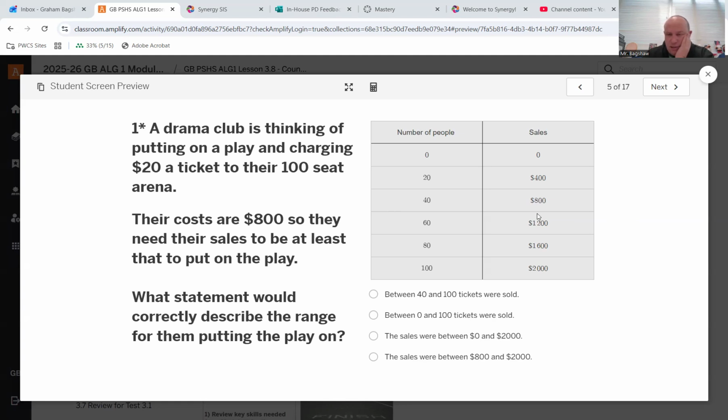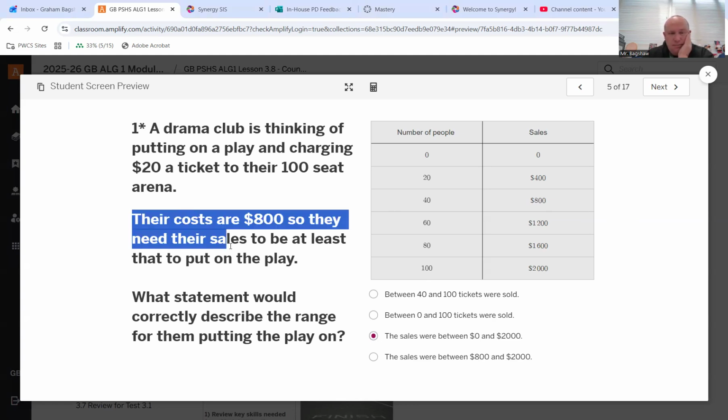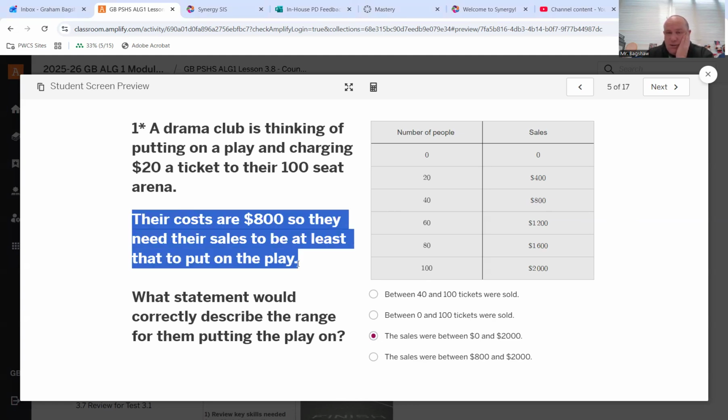Now it's very tempting to look at this and go straight away, oh, it's between 0 and 2000, and then click this. But remember the question said, their costs are $800, so they need their sales to be at least that to put on the play. So if they get less than $800, they're not running the play. So they're not running for $400. So in actuality, the answer for this one is this one here.